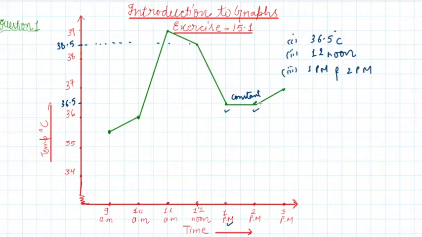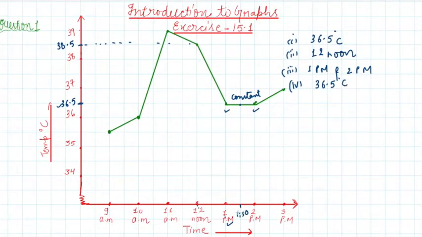Fourth part of this question is, what was the temperature at 1:30 p.m.? Now 1:30 p.m. means if this is 1, this is 2, in the center is your 1:30 p.m. Corresponding to this, if you see, the temperature is this. And how much is the temperature here? 36.5 degree Celsius.